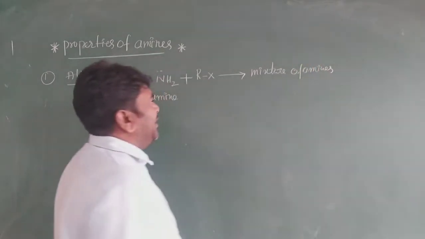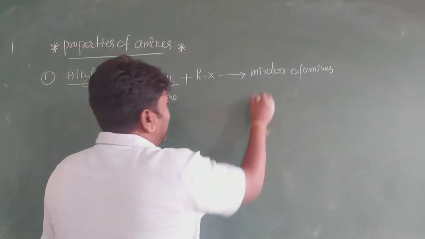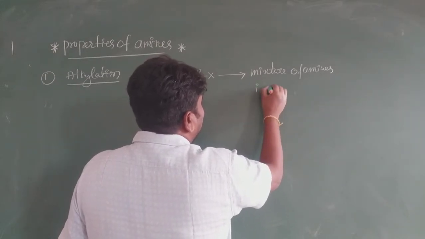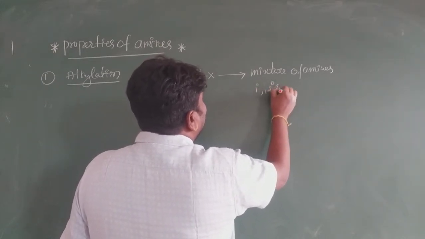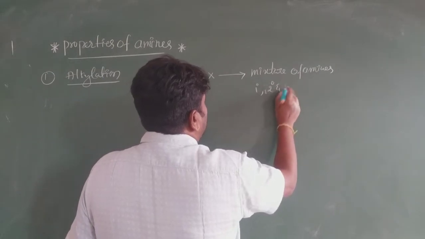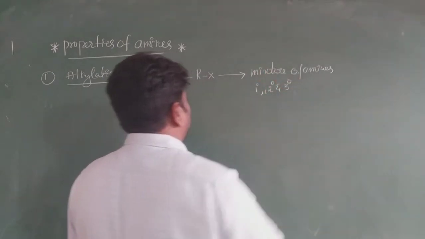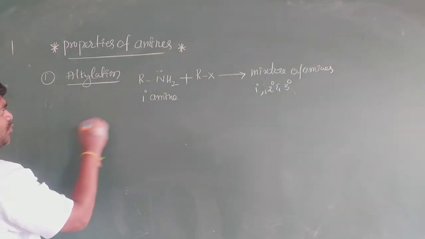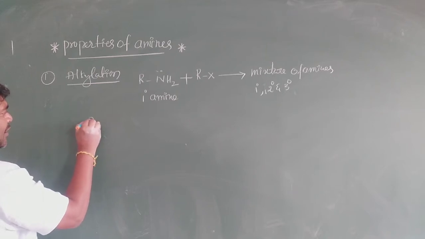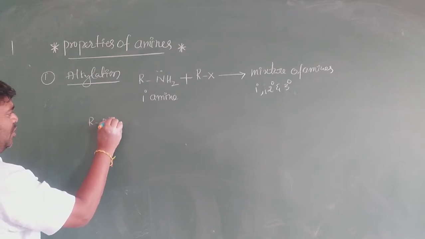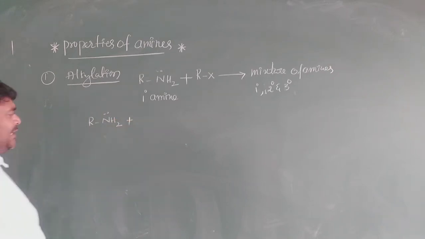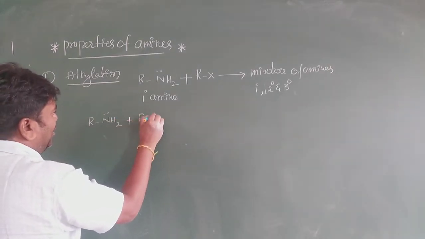What is this, my dear students? So a primary amine, secondary amine and tertiary amine are also formed. Tertiary amines. Okay, now I'll explain. See here. Suppose this is RNH2. RNH2 contains a lone pair, plus RX.